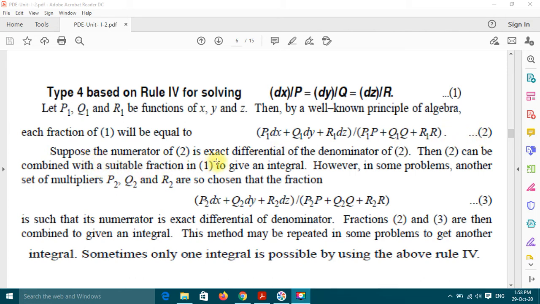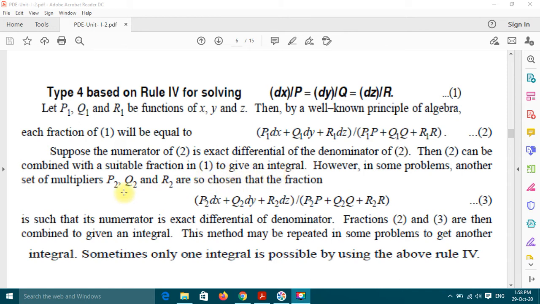Suppose the numerator of 2 is an exact differential of the denominator of 2. In the first case, type 3, the numerator may not be an exact differential of the denominator, but in this case the numerator is an exact differential of the denominator of equation number 2. Then 2 can be combined with a suitable fraction in 1 to give an integral.